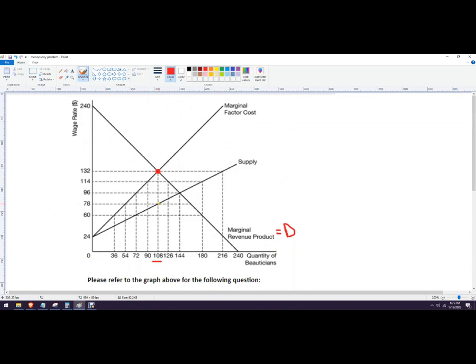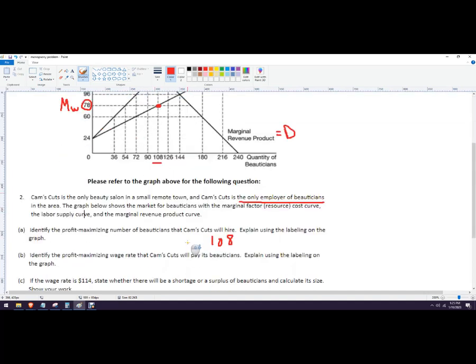So you come down to the supply curve. That is the minimum wage I need to offer so that the employees will show up. Okay, and so this is the monopsony wage. We'll call that the monopsony wage right there. So they're going to offer $78.